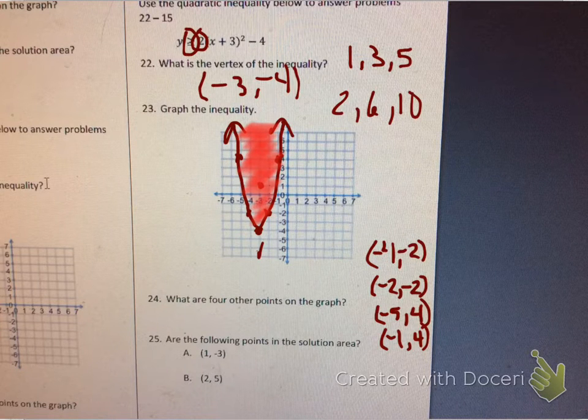Are the following points in the solution area? 1, negative 3. So positive 1, negative 3 obviously is not. 2, 5. Why did I keep 2, 5? Oh, I think I was going to change those points. Oh well. 2, 5. And how about I graph 2, 5? 2, 5 is right here, and that also is a no. So you can see here, I don't necessarily have to say both of them are yes or whatever, but maybe I do, maybe I don't.